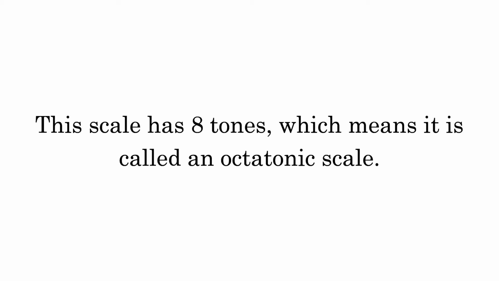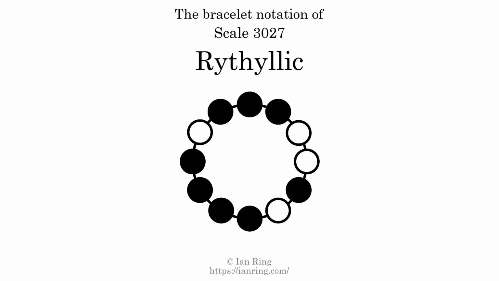This scale has 8 tones, which means it is called an octatonic scale. This is a bracelet notation diagram of Scale 3027. The shaded circles represent tones that appear in the scale, and they are read clockwise, starting at the top.